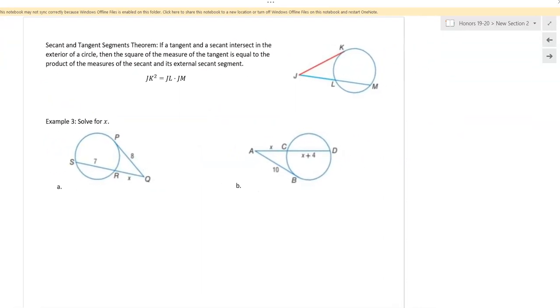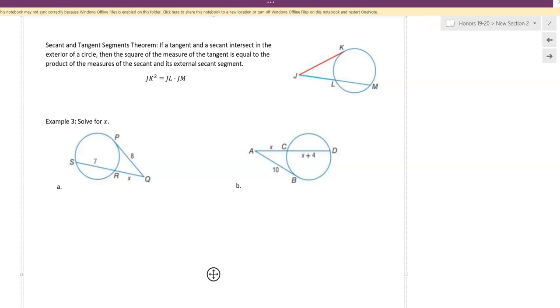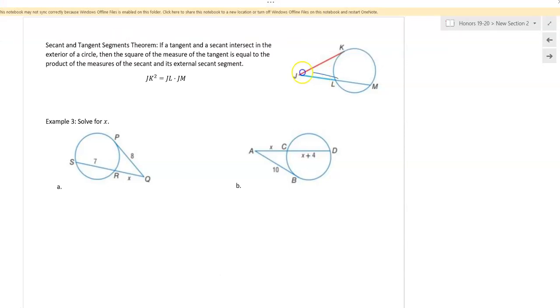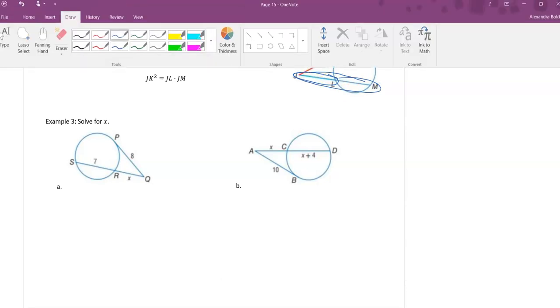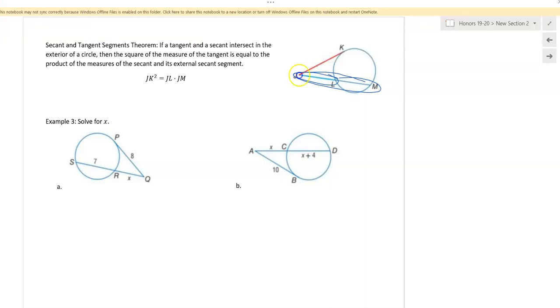Secant and tangent segments theorem. If a tangent and a secant intersect in the exterior of a circle, then the square of the measure of the tangent is equal to the product of the measures of the secant and its external secant segment. So here, this part is the same. The problem here is it doesn't have a whole thing and a piece of a thing. It's the same thing twice. So it's just this square.